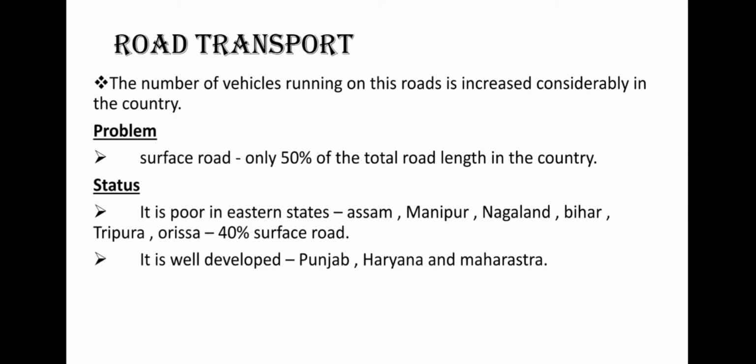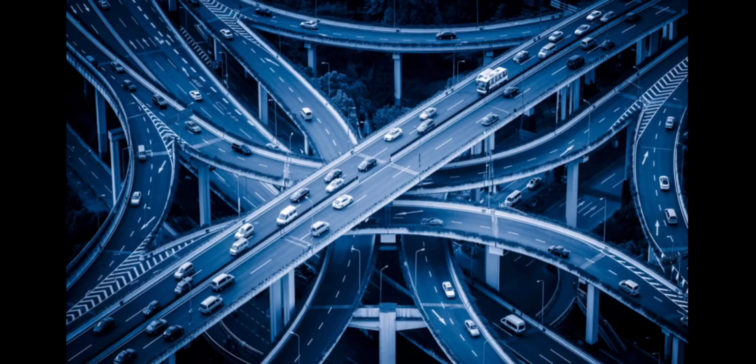The status in India is poor in eastern states like Assam, Manipur, Nagaland, Bihar, Tripura and Orissa, where only 40% of the road is surfaced. But it is well developed in Punjab, Haryana and Maharashtra. Here you can see the road transportation.